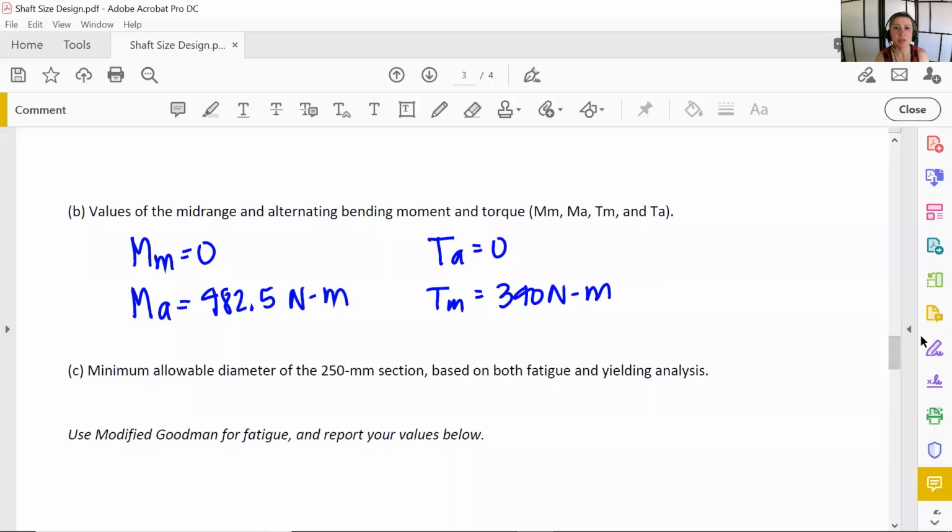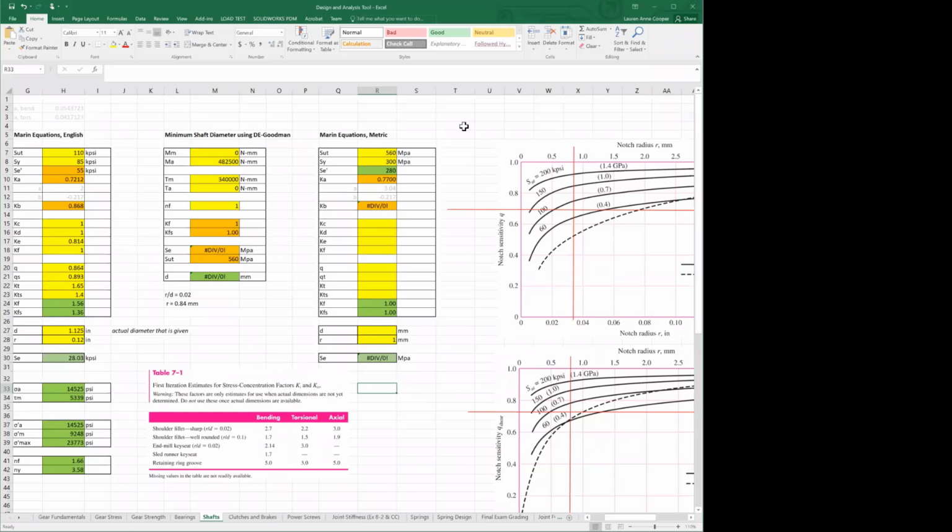So our next step is going to require us to use our analysis tool. So I'll pop over to that now, but this is where we find the minimum allowable diameter of the 250 millimeter section based on both fatigue and yielding analysis. And again, we're basing our specification of the diameter on this critical location, so bearing C. So let's start entering values in.